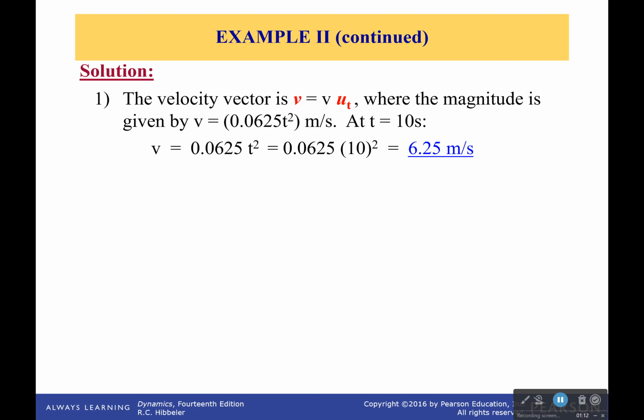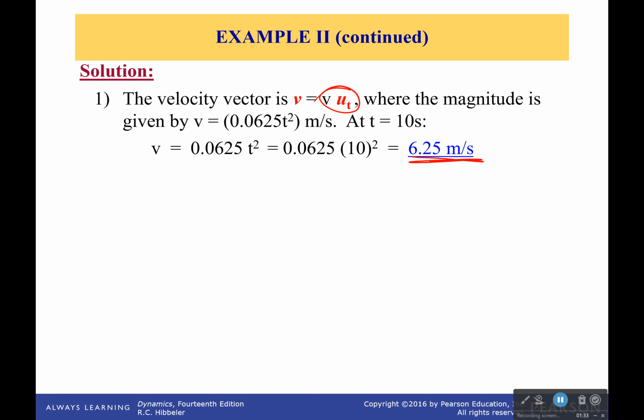So how do we do this? Well, the velocity vector is very simple. We just plug 10 into the velocity equation, because our velocity is only going to have a tangential component, simply the magnitude times that tangential direction. So we plug 10 seconds into our equation. It comes to be 6.25 meters per second.